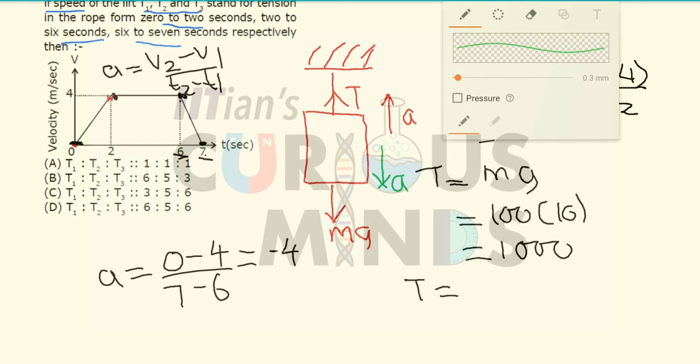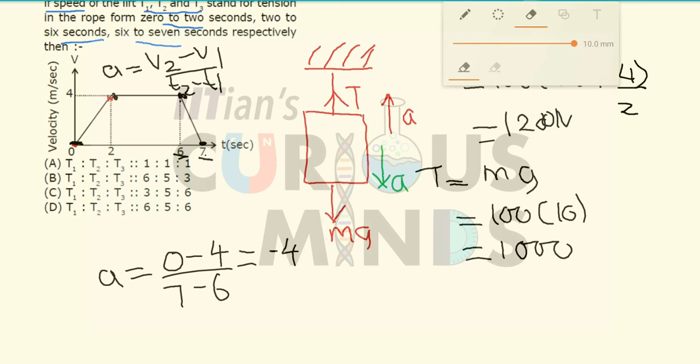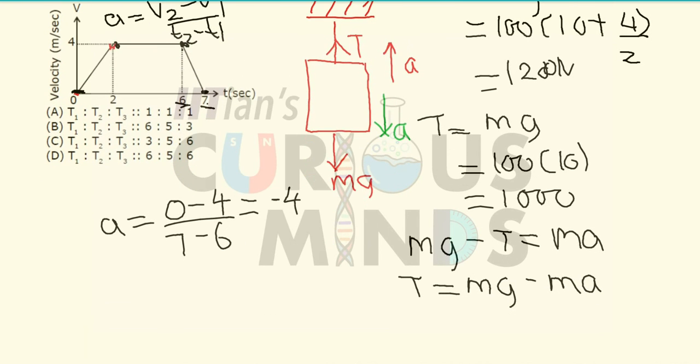If the acceleration is in the downward direction, then in this case mg will be greater. So mg minus T will be equal to ma. So T will be equal to mg minus ma, which is equal to 100 into g minus a, which is 10 minus 4.